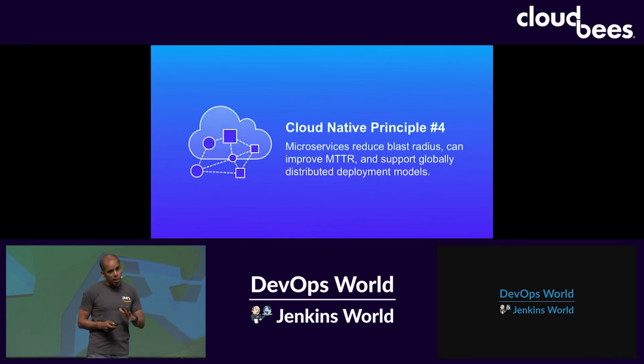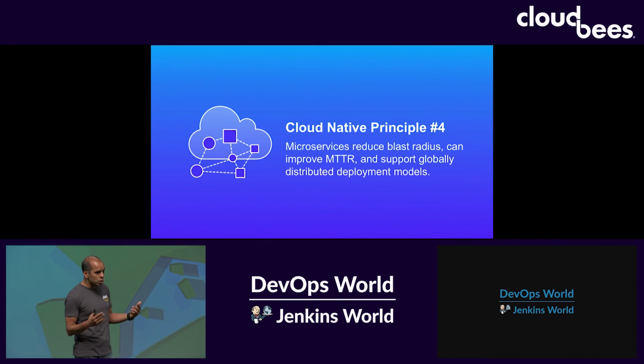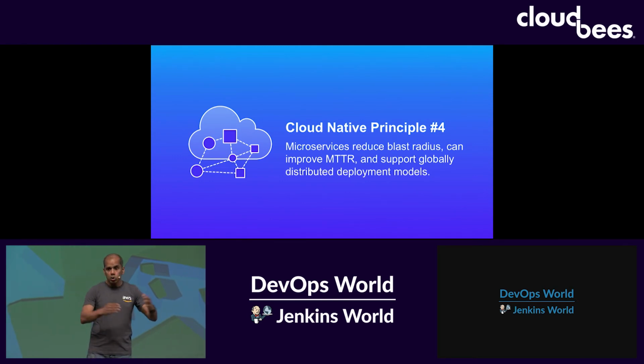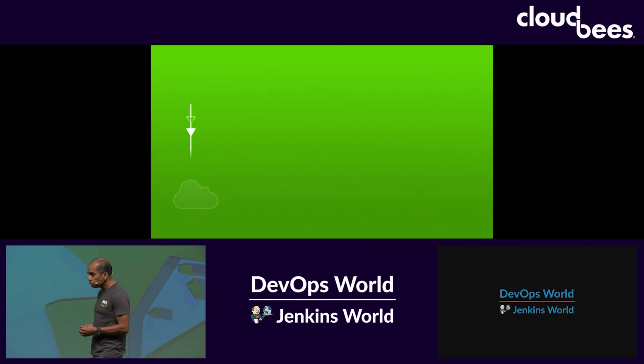So the fourth takeaway that I will leave you with, in terms of cloud-native principles, is to build applications using microservices. It is very critical to enable developers and operators to move more quickly with decoupled applications, and also to support geographically distributed deployment models. AWS regions and availability zones certainly enable that.